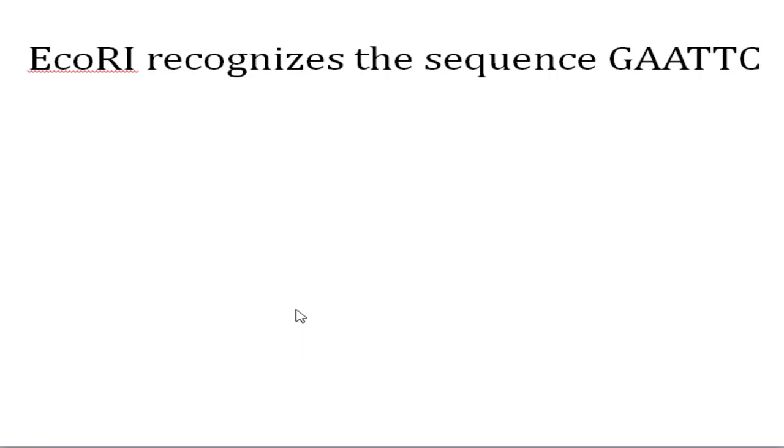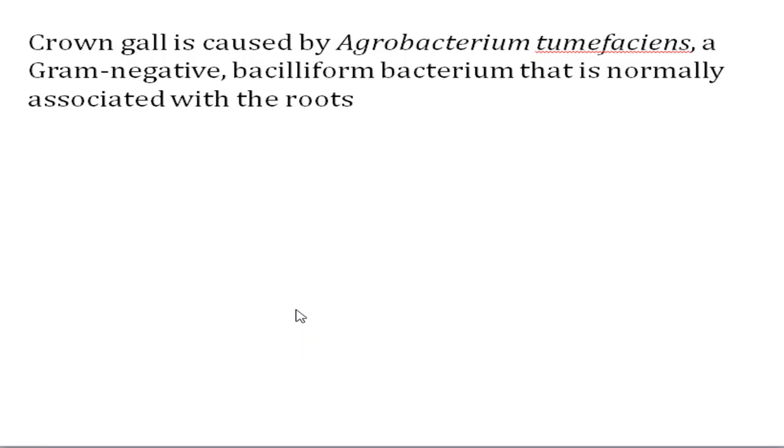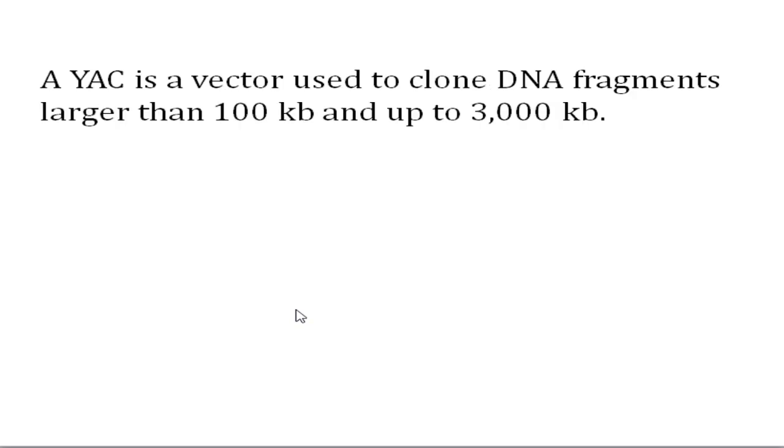Next is EcoRI. The sequence of the EcoRI restriction enzyme is GAATTC. Next, crown gall disease is caused by Agrobacterium tumefaciens, which is a gram-negative bacilliform bacterium associated with the roots. Next is YAC vector.